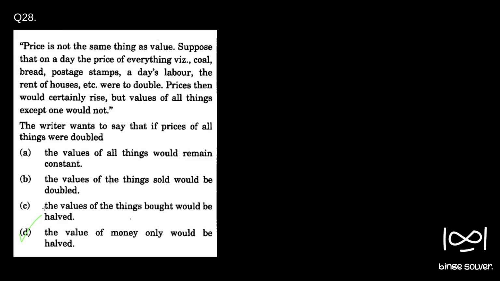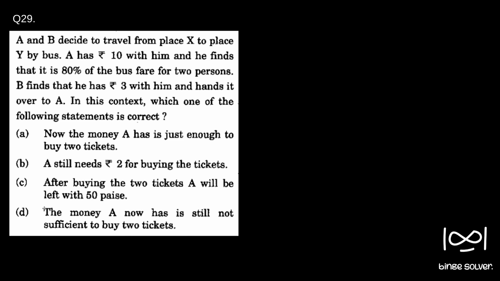Question 29. A and B decide to travel from place X to place Y by bus. A has 10 rupees with him and he finds that it is 80% of the bus fare for two persons. B finds that he has 3 with him and hands it over to A. In this context, which one of the following statements is correct? So the 10 rupees is 80% or 0.8 times the bus fare for 2x.